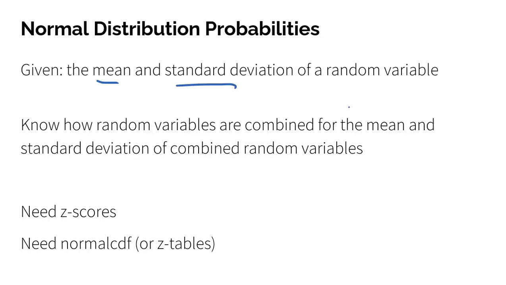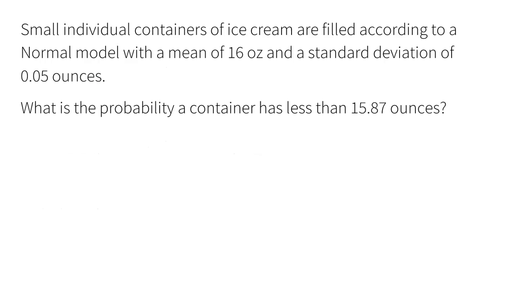That means we could use Z-scores, we could use normal CDF to find probabilities, or Z-tables if your teacher shows you that. But the most important thing you have to understand here is how random variables are combined to understand mean and standard deviation. There's a couple of rules there, and we'll talk about them as we do a couple of these problems. So here is a great normal model problem.